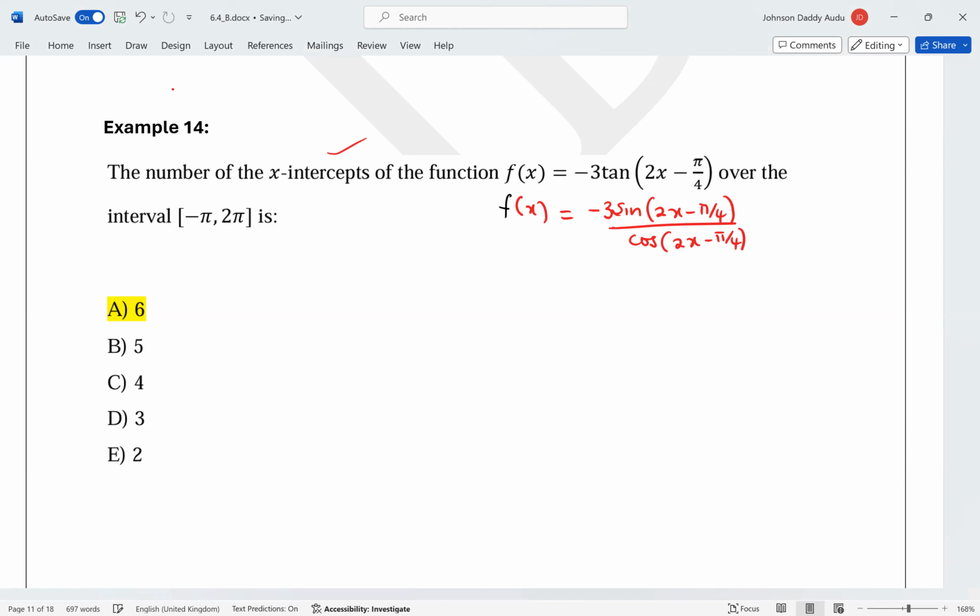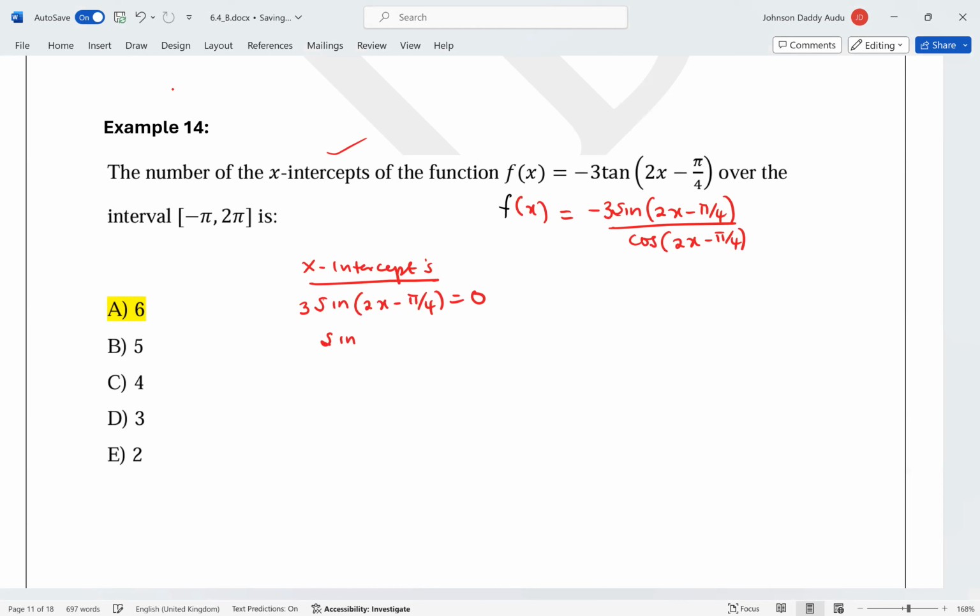But we are looking for the x-intercept. So this is a rational function. For a rational function, the x-intercept will come from the zero of the numerator, right? So this means that 3 sine (2x minus pi over 4) has to be equal to 0. If you are asked to look for the vertical asymptote, then you set the denominator to be 0.